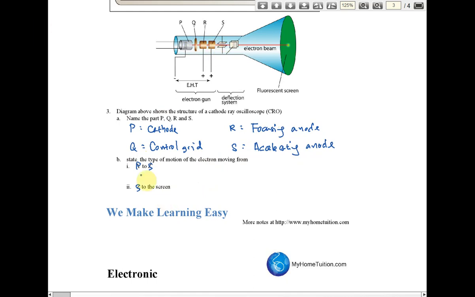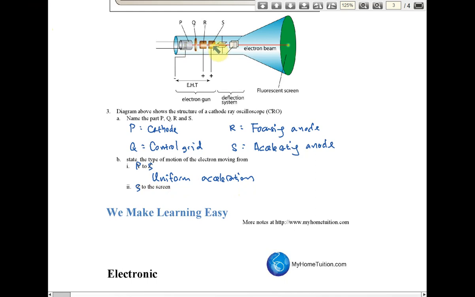Yes. Uniform acceleration is correct. Uniform acceleration. Okay, S to screen. What do you think? From S to screen. Now P to S accelerates because we have this accelerating anode. The accelerating anode will accelerate the electrons.